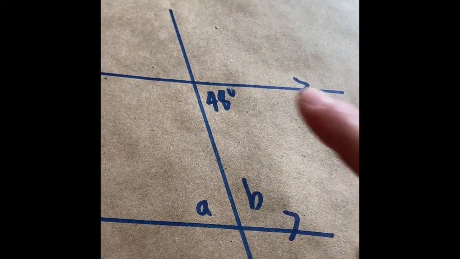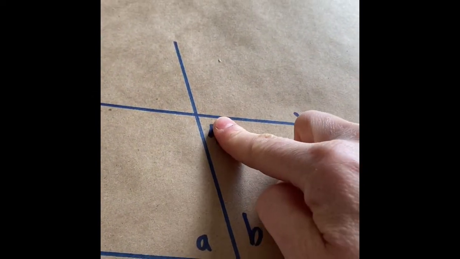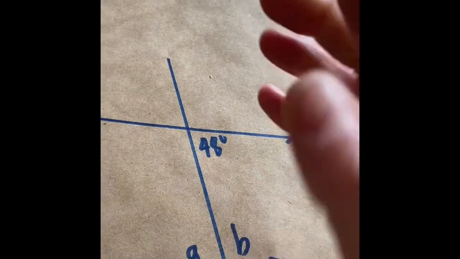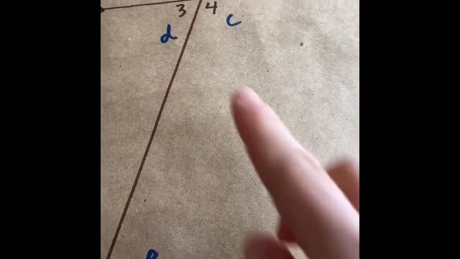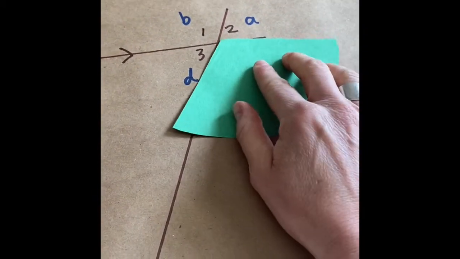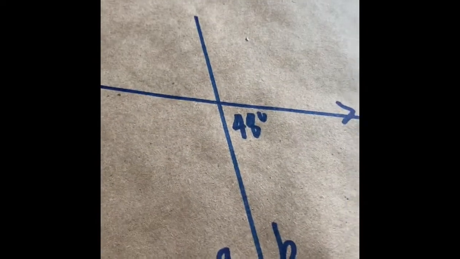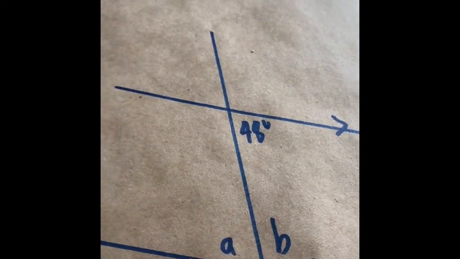So we have 48. It's at the top, it's underneath the parallel line, and it's on the right side. So let's go over here. That's in the same place that 4 is. So let's put that angle right here. And we want to find the two angles that are underneath it. We want to find these two.